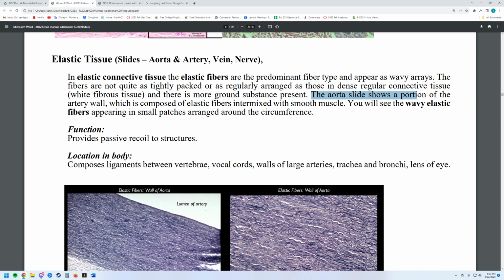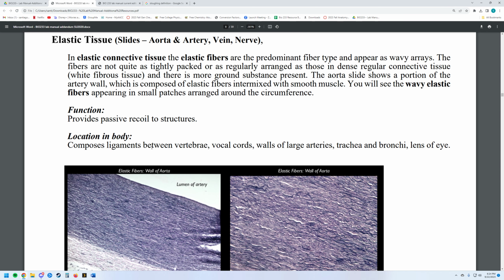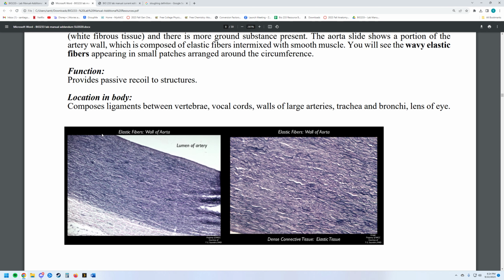The aorta slide shows a portion of the artery wall, which is composed of elastic fibers intermixed with smooth muscle. You will see the wavy elastic fibers appearing in small patches arranged around the circumference. Okay. Composes the ligaments between vertebrae, vocal cords, walls of large arteries, trachea, bronchi, lens of the eye.